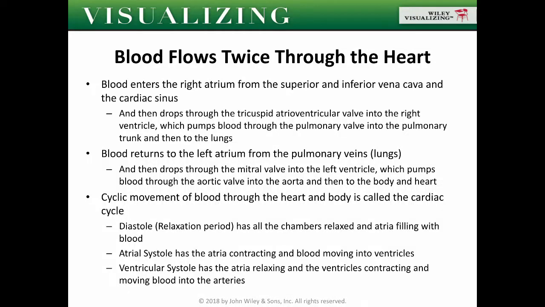Hi, in the second part of the lecture, let's discuss how blood flows through the heart and the cardiac cycle. So, the start of the blood flow, we have the entrance of the blood through the right atrium from the superior and the inferior vena cava. The blood then drops through the tricuspid atrioventricular valve into the right ventricle, which pumps the blood through the pulmonary valve into the trunk and the lungs.